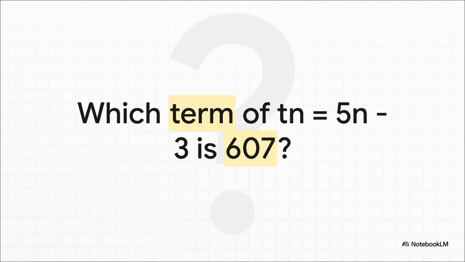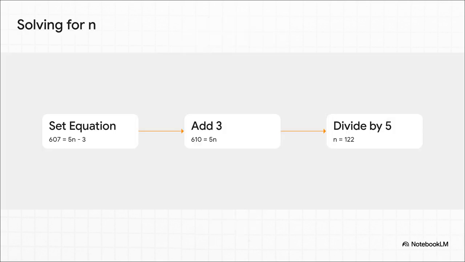Go on, give it a shot. All right, how did you do? Let's look at the step-by-step breakdown. If you set 607 equal to 5n minus 3, added 3 to both sides to get 610, and then divided by 5, you found that n equals 122. If you got 122, fantastic job applying your algebra skills to pinpoint the exact position of that term.